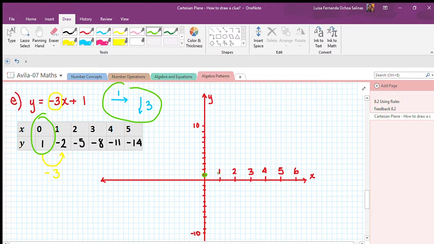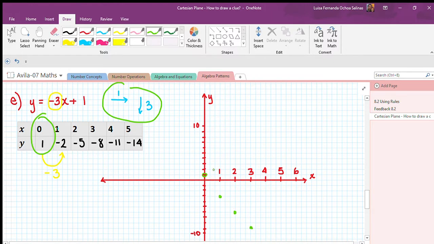So 1 to the side, 1, 2, 3. And this is my second point. And then 1 to the side and 3 down. 1, 2, 3. And then 1 to the side and 3 down. 1 to the side, 1, 2, 3. I'm going to check that my points actually work. Did I do this correctly? 1, 1, 2, 3. Yes.